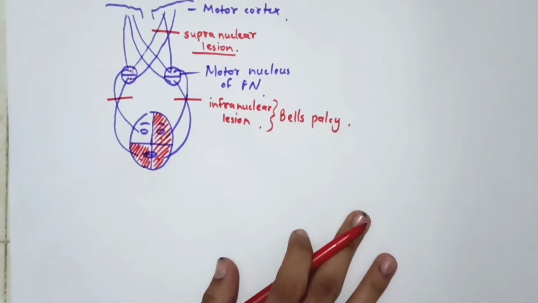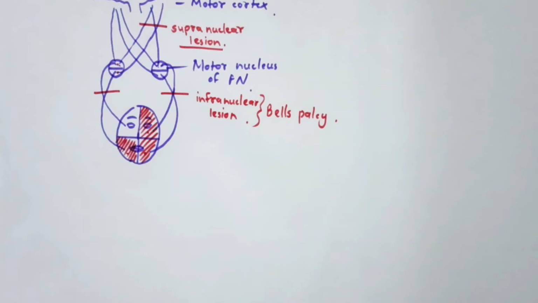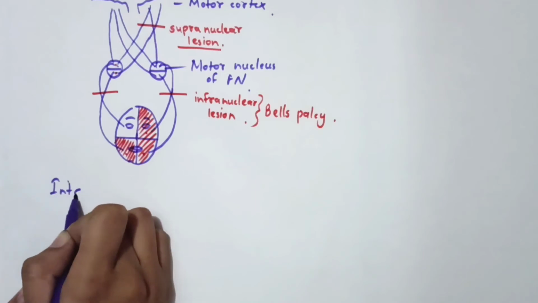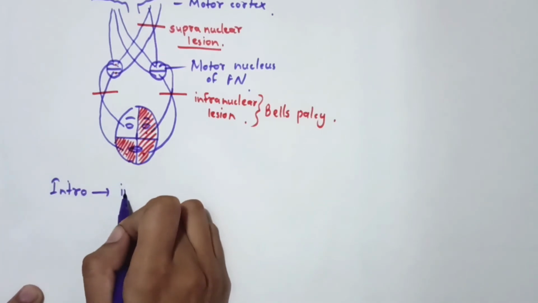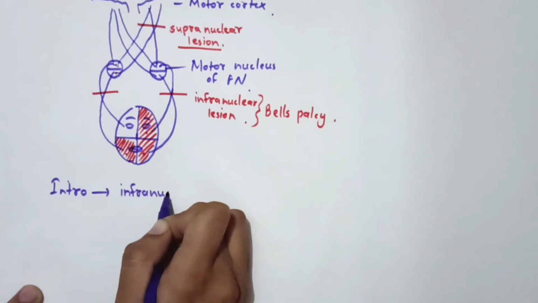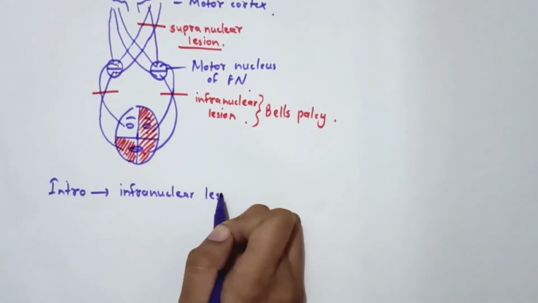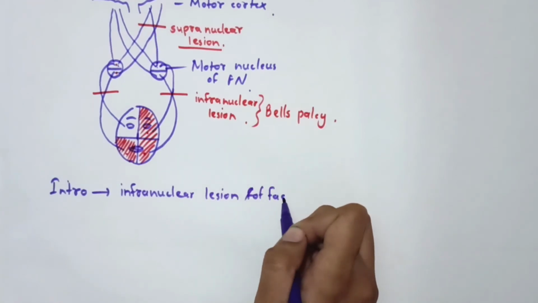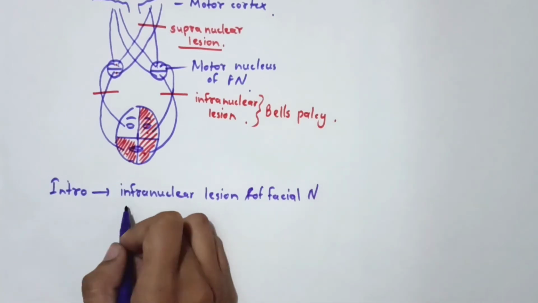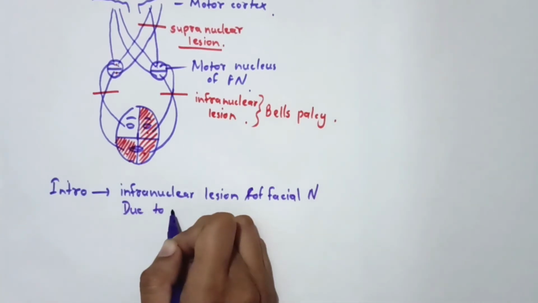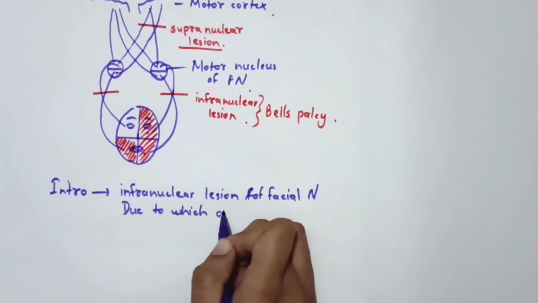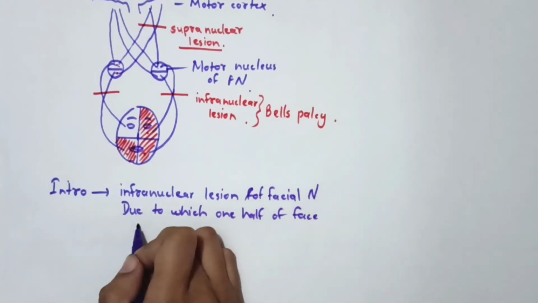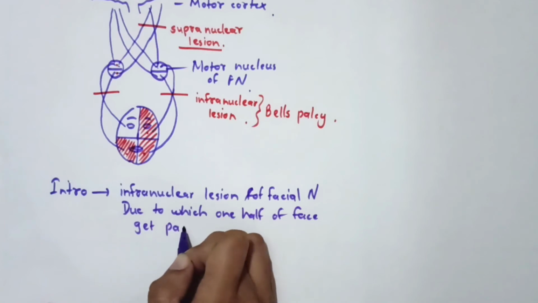Let's write the definition of Bell's palsy. What is it? It is the infranuclear lesion of the facial nerve due to which one half of the face gets paralyzed.